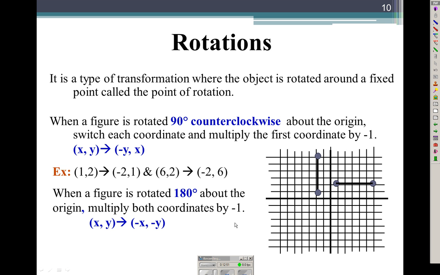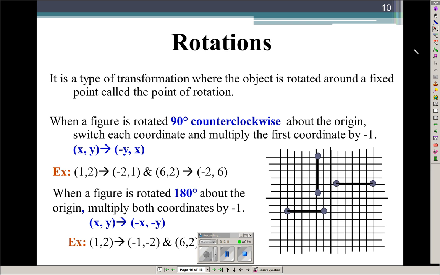Sometimes you rotate 180 degrees. That's a half circle around. When you do that, just change the sign on each coordinate. So 1, 2 becomes -1, -2. 6, 2 becomes -6, -2.